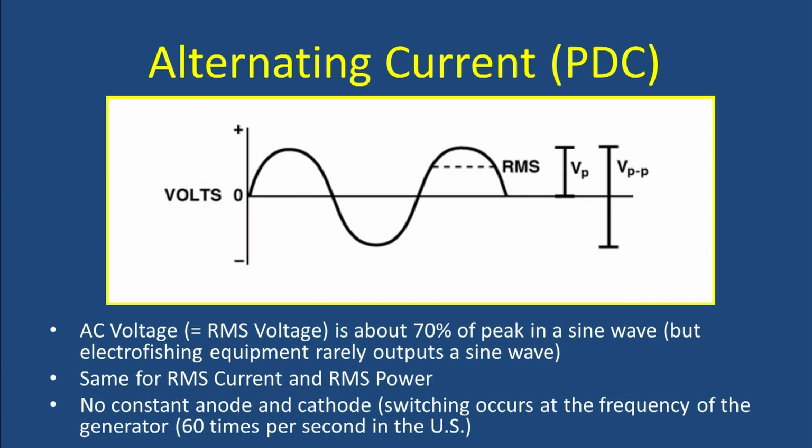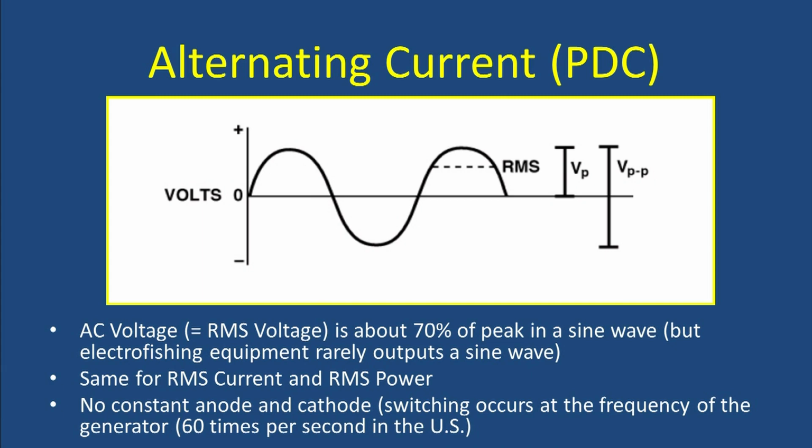And we can go to the peak just like with pulse DC or with DC. We can get a voltage peak, and we can also get a peak-to-peak voltage because you go from the top of the positive pulse to the bottom of the negative pulse. So you get this large swing in voltage. Now those are the peak voltage or peak-to-peak voltage.